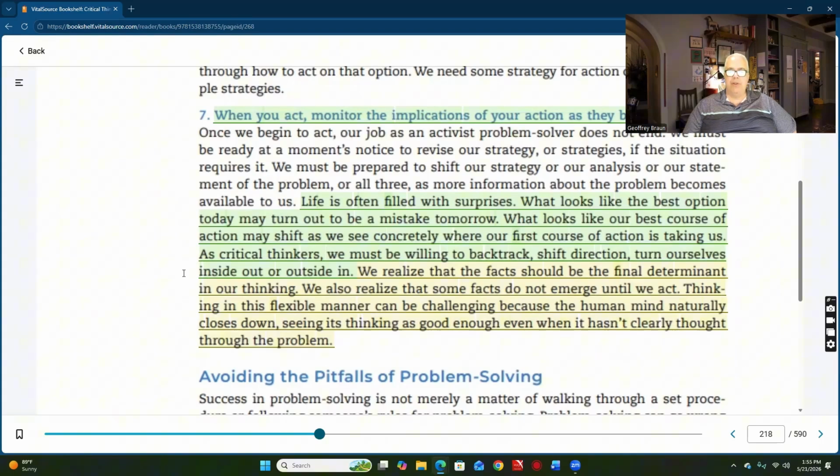We realize that the facts should be the final determinant in our thinking. Facts. We also realize not feelings, because facts don't care about your feelings, right? I would love to be a billionaire. I have a feeling that I'm going to be a billionaire. My feelings are I'd love to be a billionaire. Yeah? A lot of people feel that way. Is it going to happen? Probably a 99% chance of not happening, right? Even if you seek it.